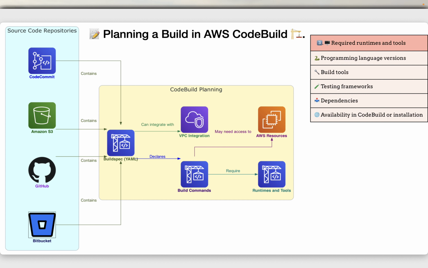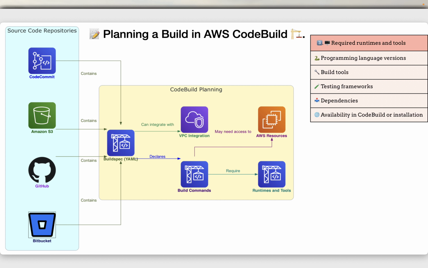Determine the runtimes and tools necessary to run your build. This may include specific programming language versions, build tools, testing frameworks, and other dependencies. Ensure that the required runtimes and tools are available in the CodeBuild environment or can be installed as part of the build process.